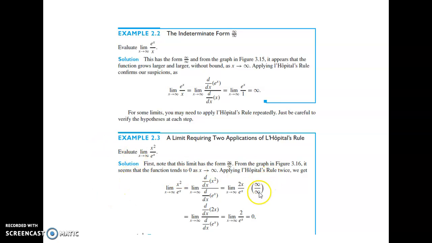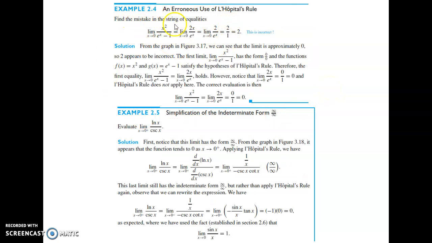So since I get it again, I will differentiate this again. So differentiation of 2x, differentiation of e^x. I get this. Now again I put x is equal to infinity. 2 divided by infinity. That is 0. I got the answer. So look at it. You are using the L'Hopital's rule only when you get 0 by 0, infinity by infinity.